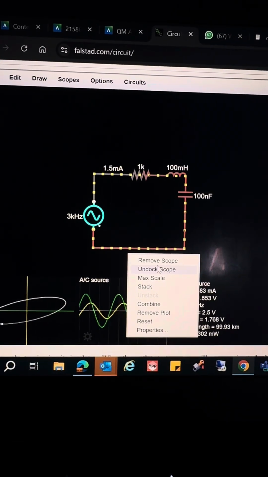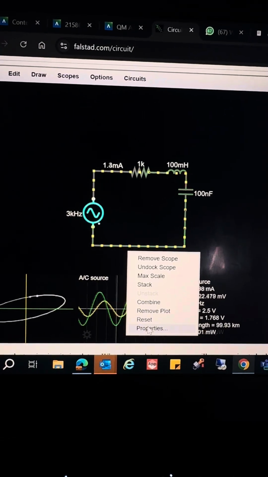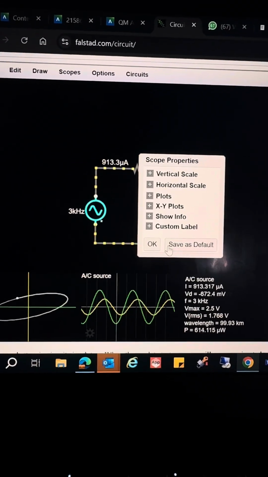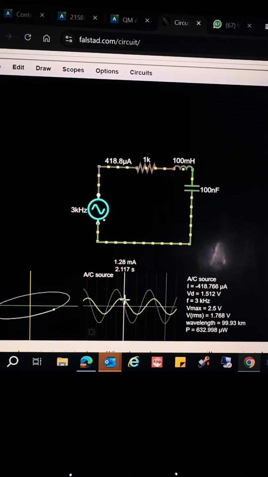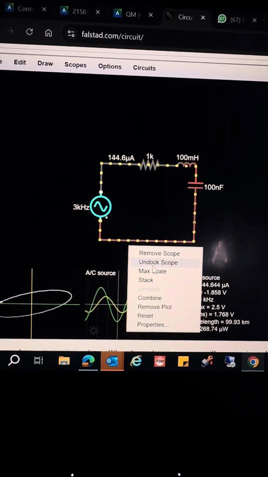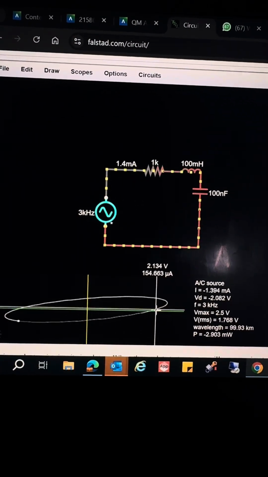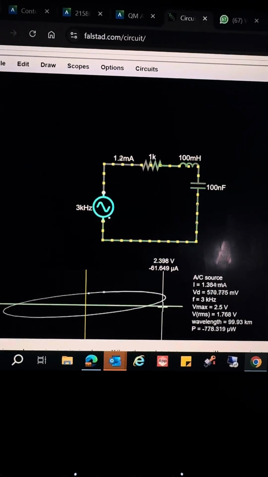Like, that's how you do the scopes. You go to your properties and you can set the X and Y codes. That's how I did the first scope. You can remove it also. So yeah, you have the 3 gigahertz one.